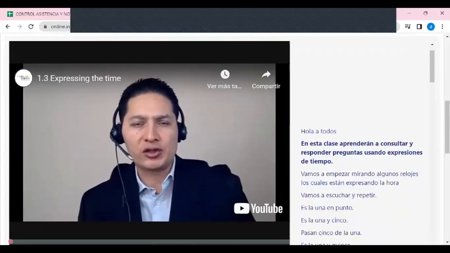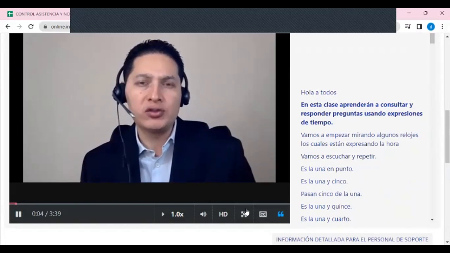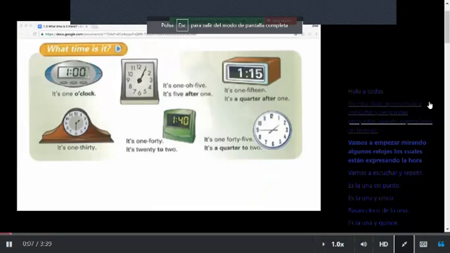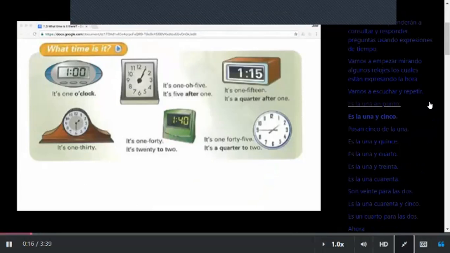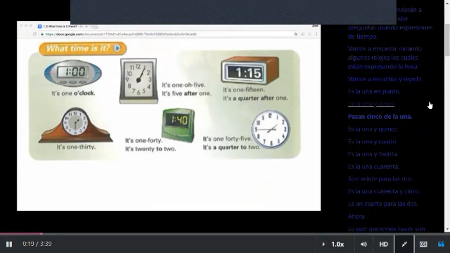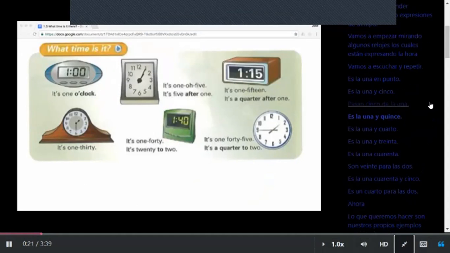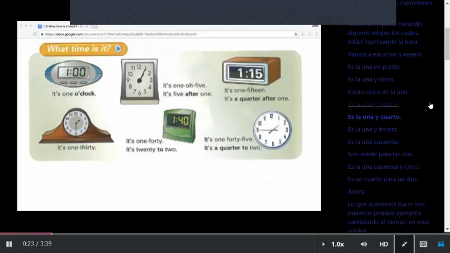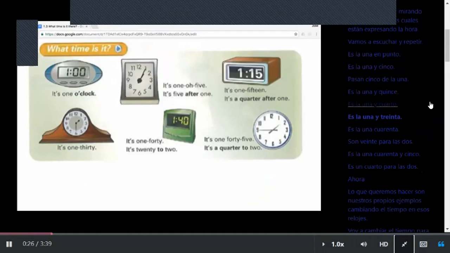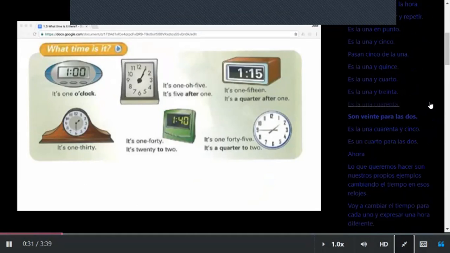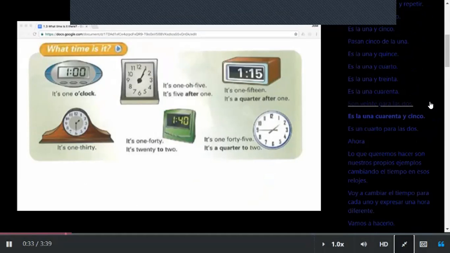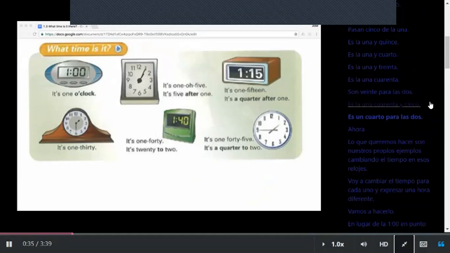In this class, you'll learn to ask and answer questions using time expressions. Let's get started by looking at some clocks which are expressing the time. Let's listen and repeat. It's 1 o'clock. It's 1:05. It's 1:15. It's 1:30. It's 1:40. It's 1:45.